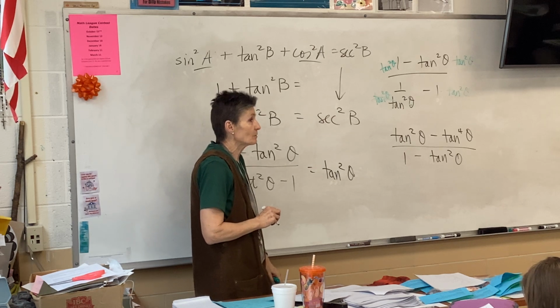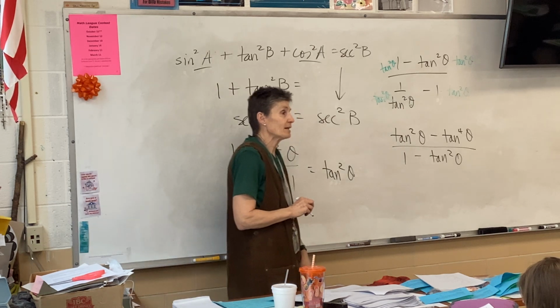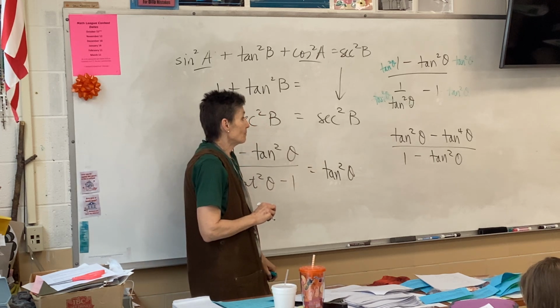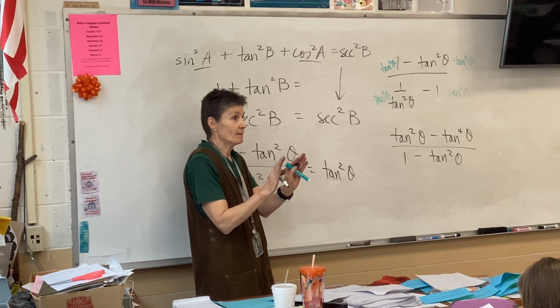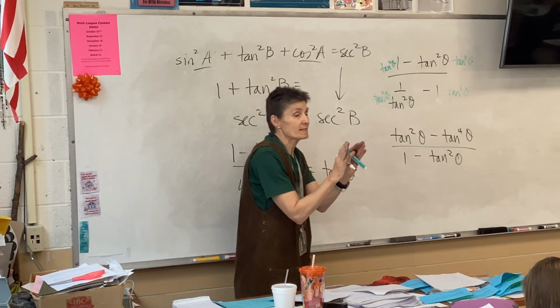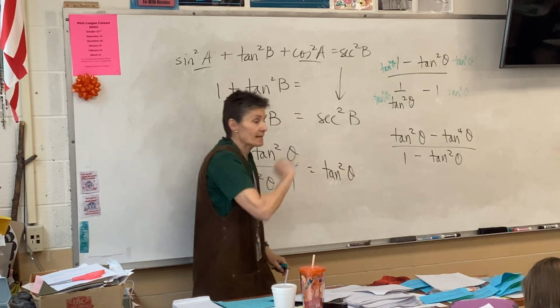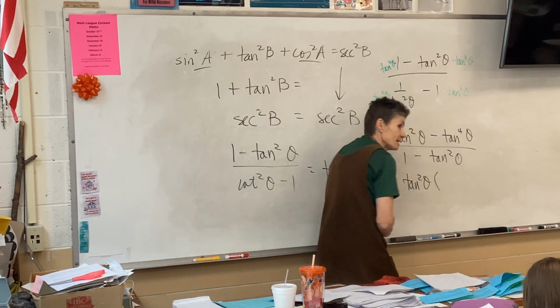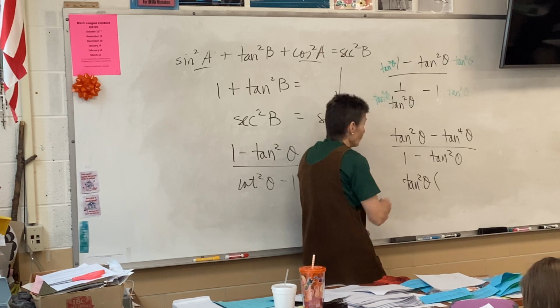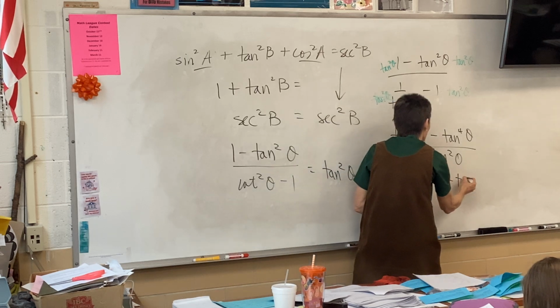I can't cancel till we factor. Secant squared. You have to factor first. One's tan. Difference of squares on the bottom. Okay, hang on a minute. What can I do to the top? Take out a tan squared. When I take out a tan squared from the top, you get 1 minus tan squared.